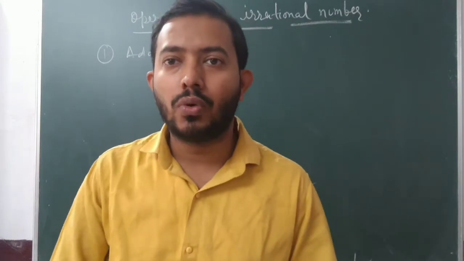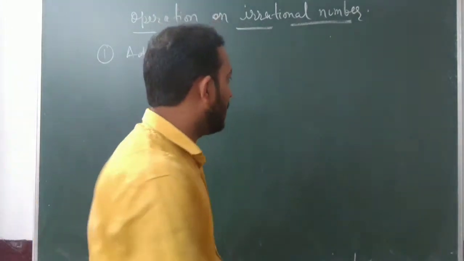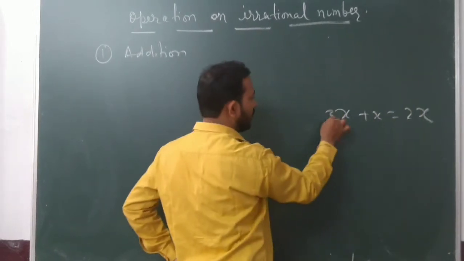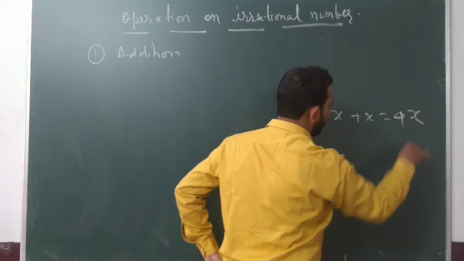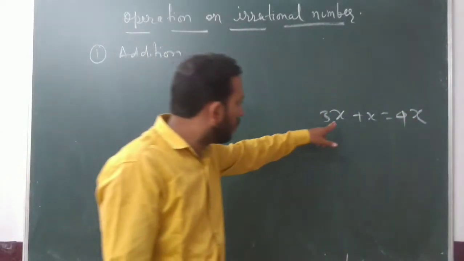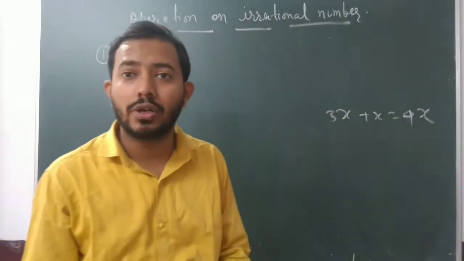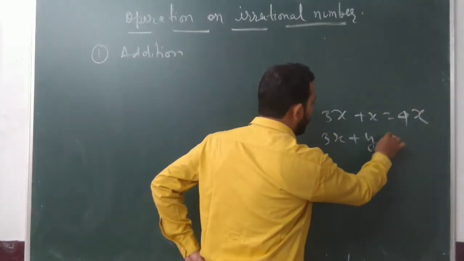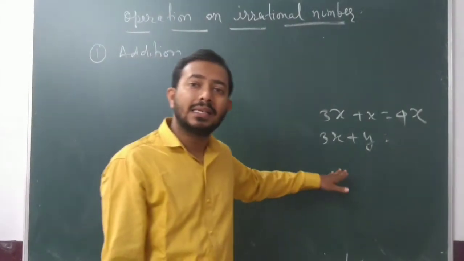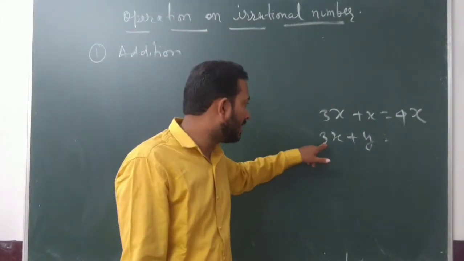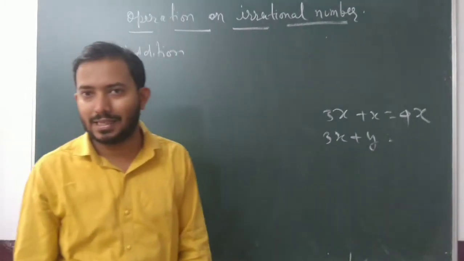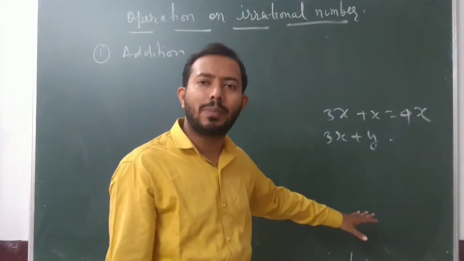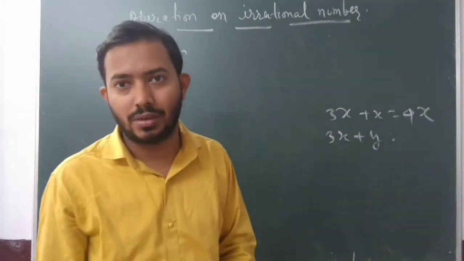I hope that you know like terms addition. If I give you x plus x, then it will be 2x. If it is 3x plus x, then it is 4x. So when you have like terms, then only you can add. If you have unlike terms, you cannot add. Your answer will remain the same. You cannot say 3 plus 1, 4xy like that. No, you cannot do that. But for multiplication, you can do it. The same concept we are going to apply for irrational numbers.